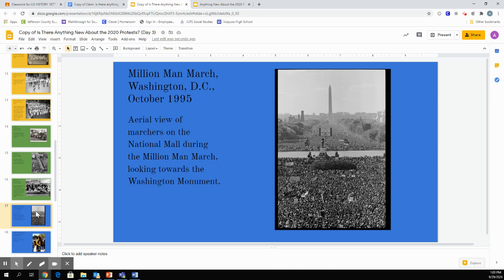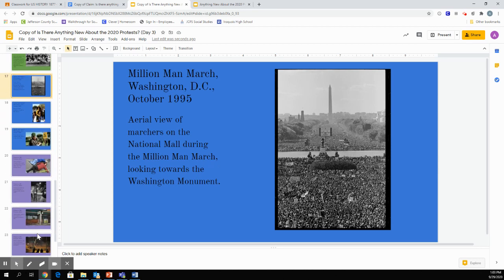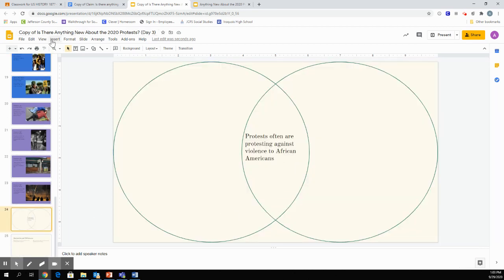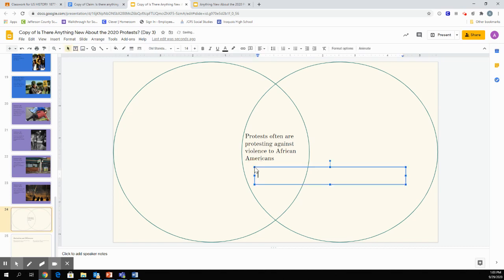Here's the Million Man March. Again, this was in 1995, and it was, again, equal rights for all races. There was a march involved there. So another similarity is, and even now, there's always organized marches and walks through the streets where people are just showing their unity. Many or all protests include unified marches. That's another similarity.